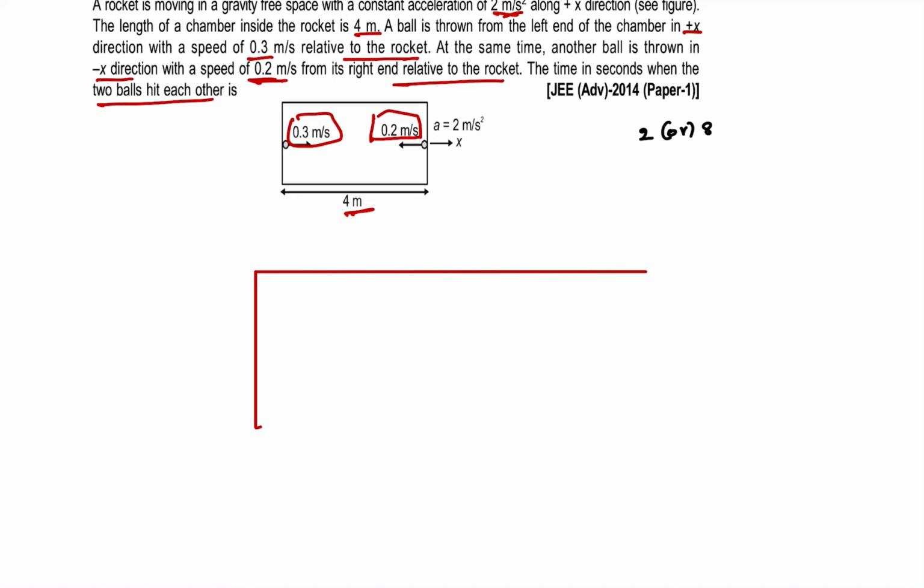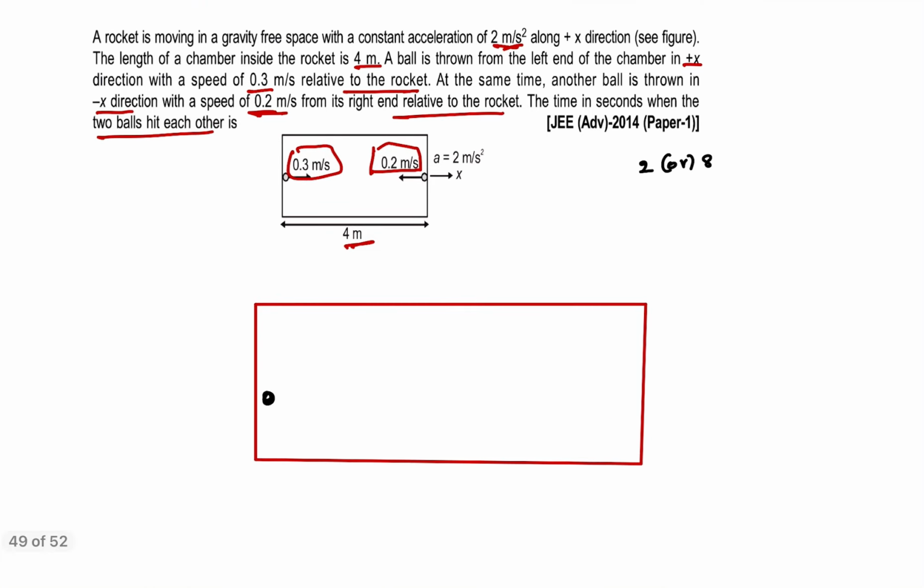Now I am redrawing the diagram. You can also observe this diagram properly. Okay. Now first I am taking this as ball 1, whatever they are projecting, we can see a ball is projected, ball A. So ball 1 is projected with 0.3 meter per second. This is a v relative value with respect to the rocket. I am writing this as the velocity of A with respect to rocket.